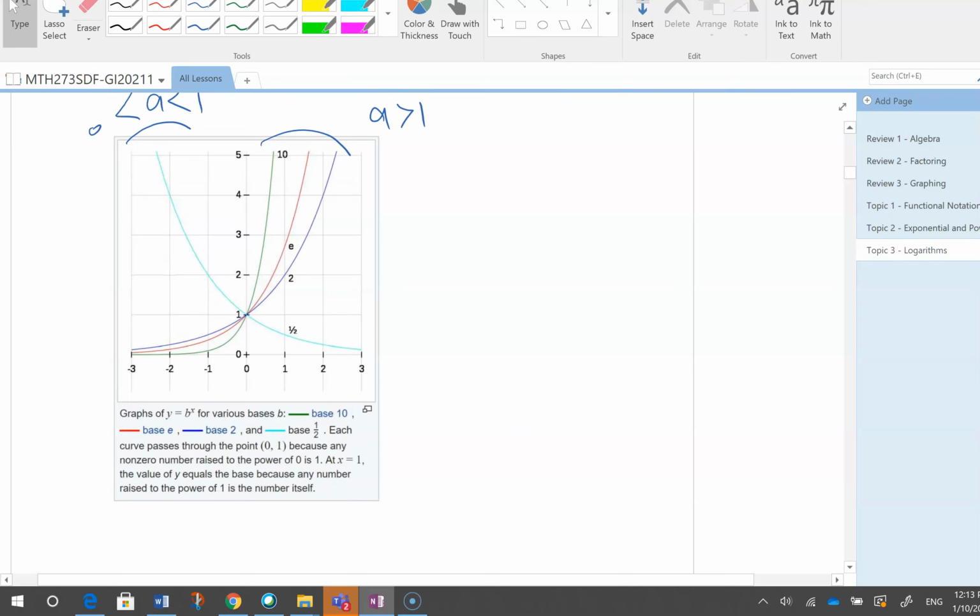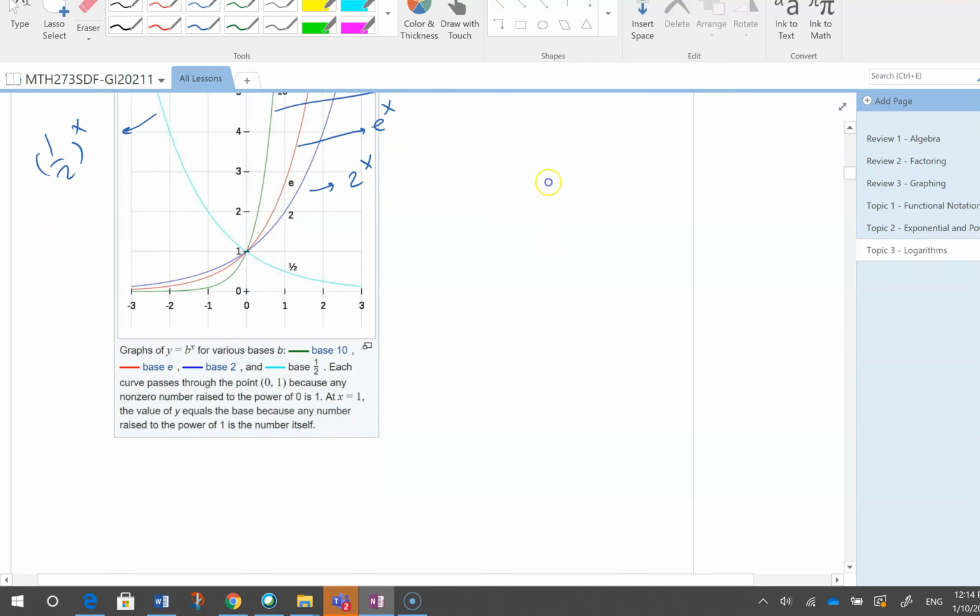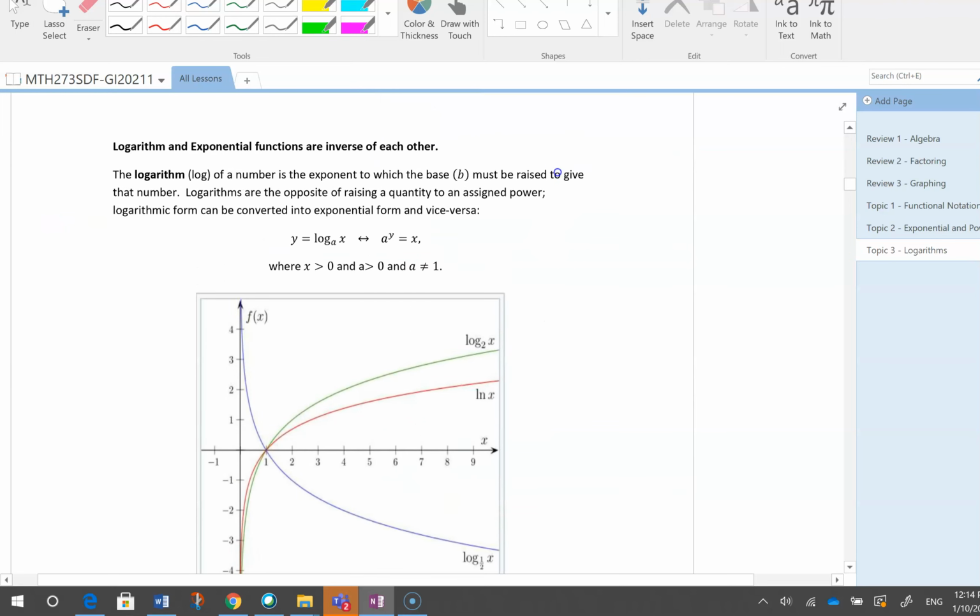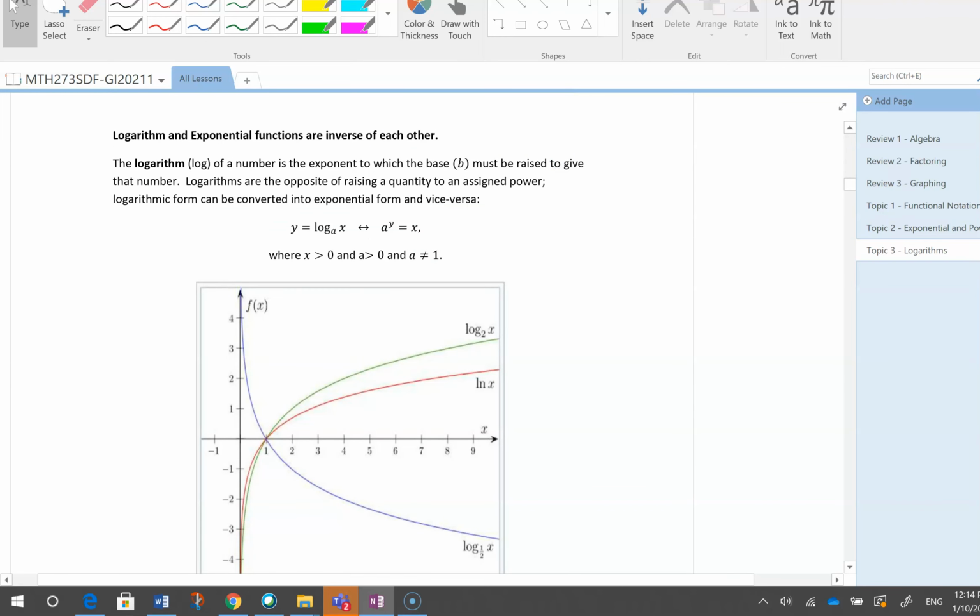Let me write the functions. This one is 1 over 2 to the power x, this one is 2 to the power x, this one is e to the power x, and this one is 10 to the power x. Now I want to do the logarithm.